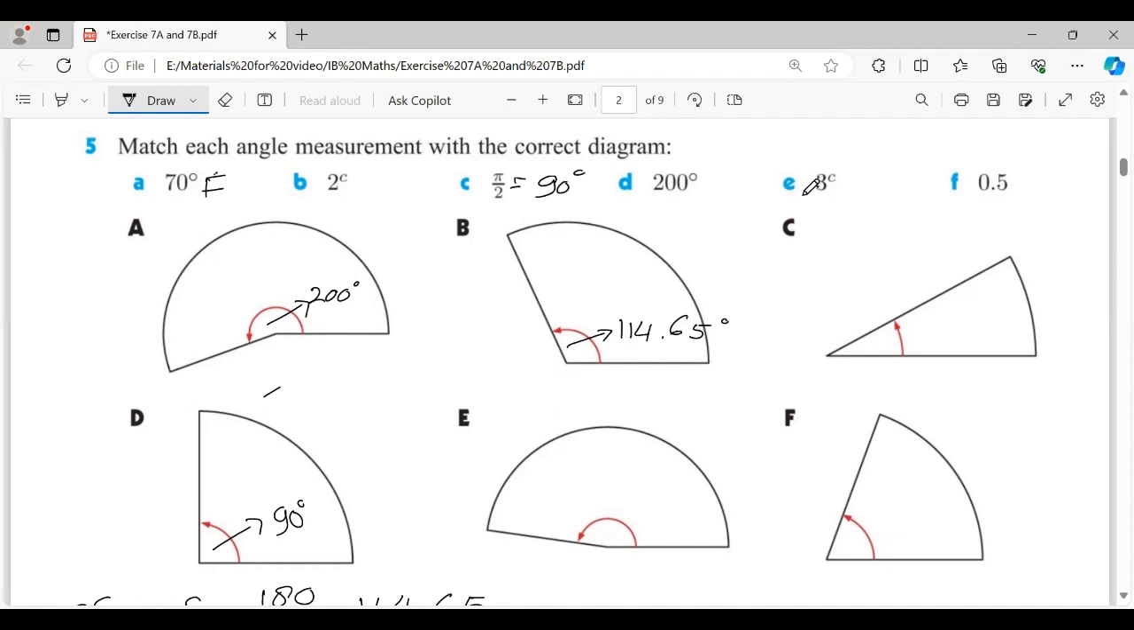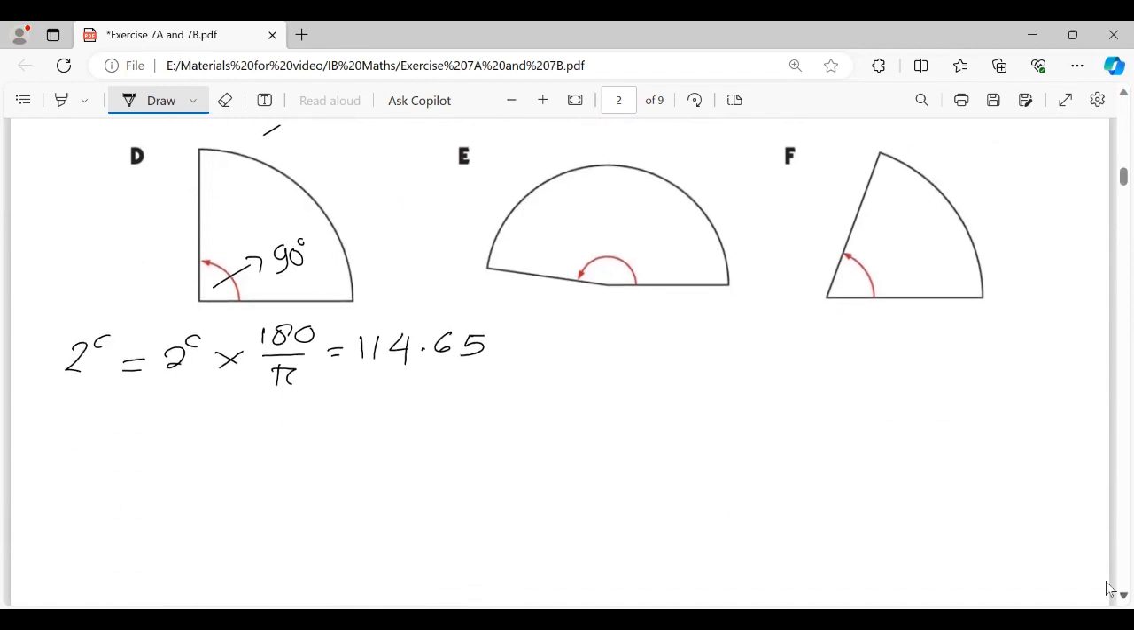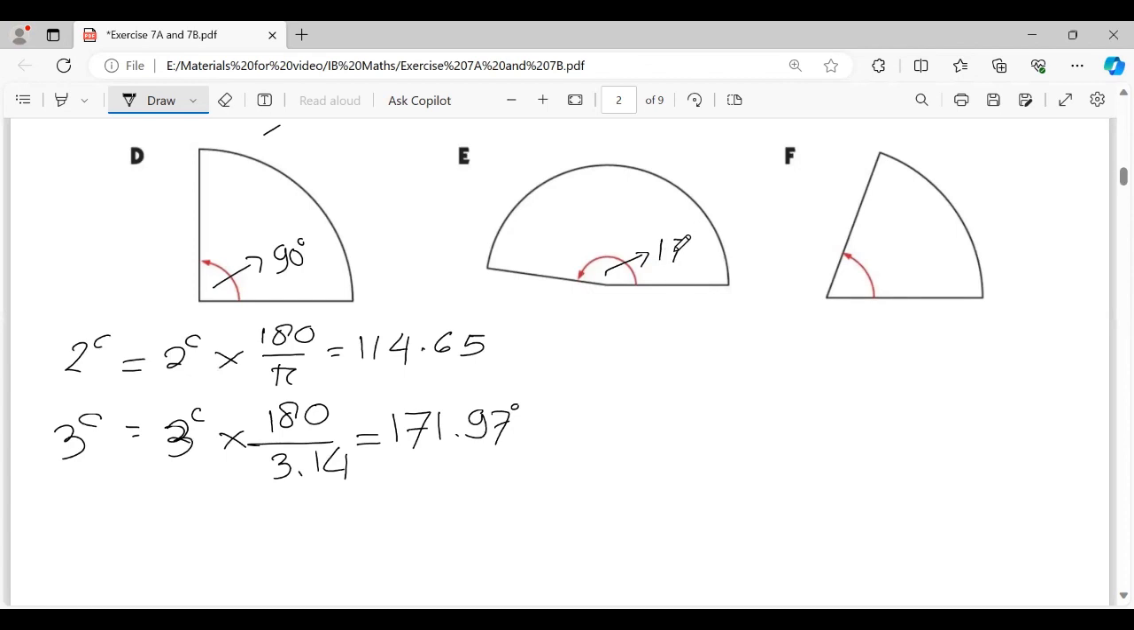And what else? 3 radians. We have to calculate first, convert into degrees. 3 radians equals 3 radians times 180 over 3.14. Through the calculator, you could find 171.97 degrees. So which one? This one, E. So this angle is 171.97 degrees.